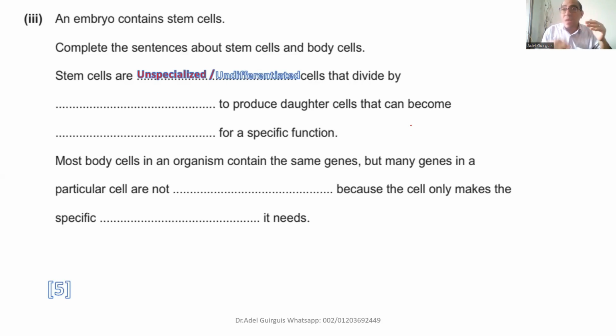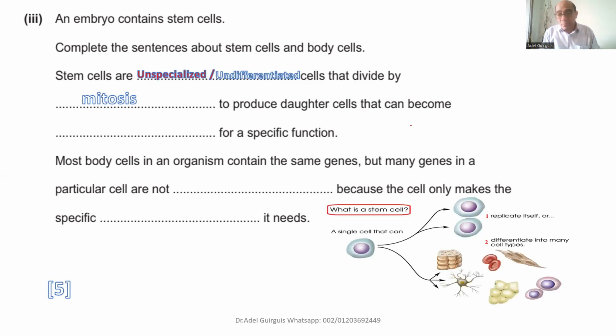That divide by what? Embryo cells divide to form a fetus by mitosis. To produce daughter cells that can become what? Daughter cells later on become eyes, nervous system, skin, tongue, muscles, and so on. To produce daughter cells that can become specialized, differentiated, different. Now, specialized or differentiated for doing a certain job, a certain specific function.